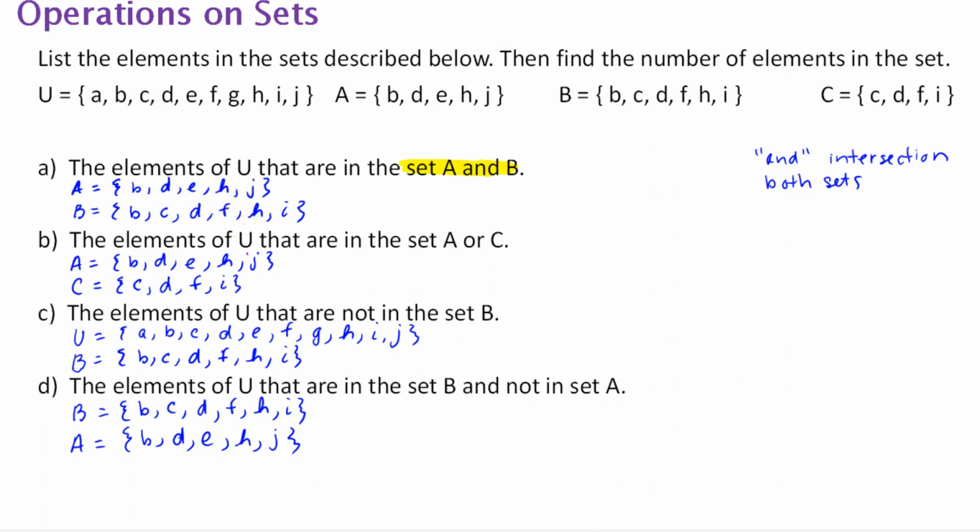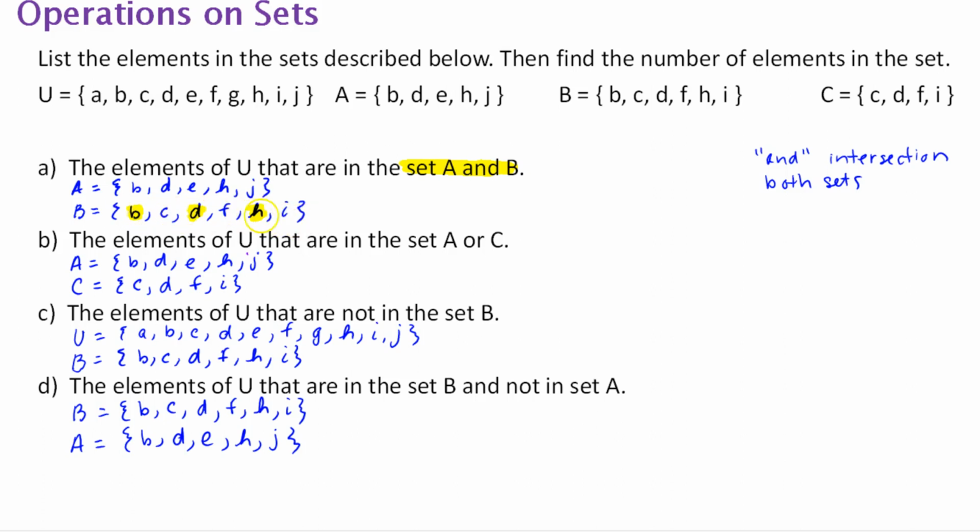So let's try to be systematic about this so we don't miss any. Okay, so I'm going to start with the set A, look at each one of its elements, and if it's also in B, I'm going to highlight it. So the first element in A is lowercase b. That's in the set B, so I'm going to highlight it. Then the lowercase letter D, which is also in the set B, so I've highlighted it. E is in the set A, but it's not in the set B. H is in the set A, it's also in B, so I highlight it. And J is in the set A, but it's not in the set B.